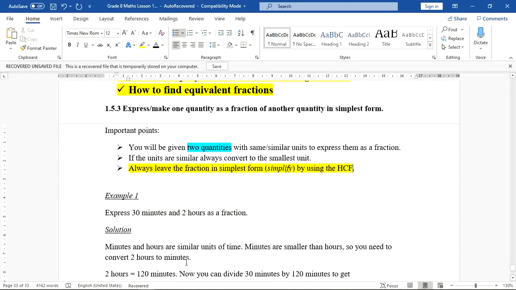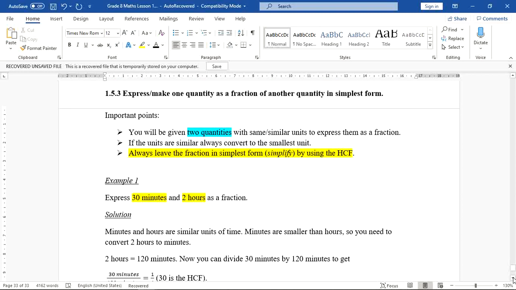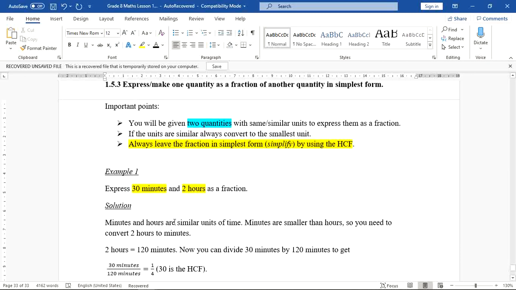It says, express 30 minutes and 2 hours as a fraction. Meaning you are going to divide 30 minutes by 2 hours, and you should leave it as a fraction. Let us look at the answer. The minutes and hours are similar units of time. They are not exactly the same. If they were the same, then it would be 30 minutes and 2 minutes, or 30 hours and 2 hours. But they are similar units of time.